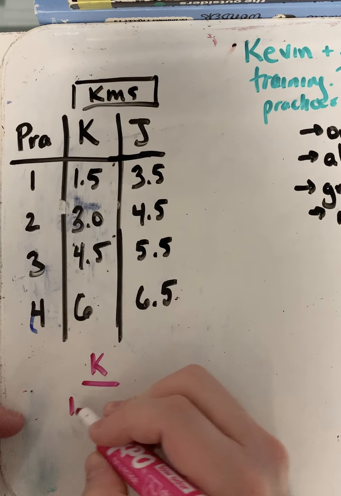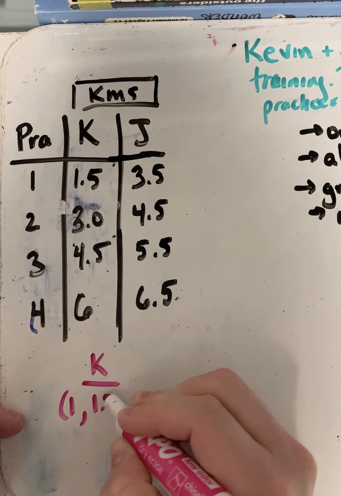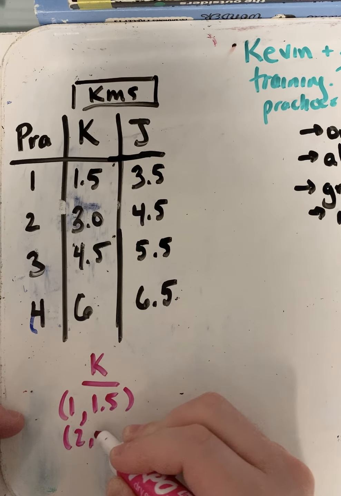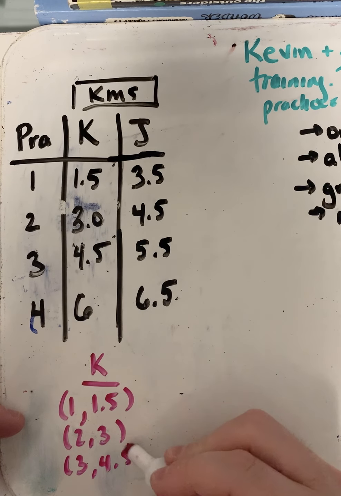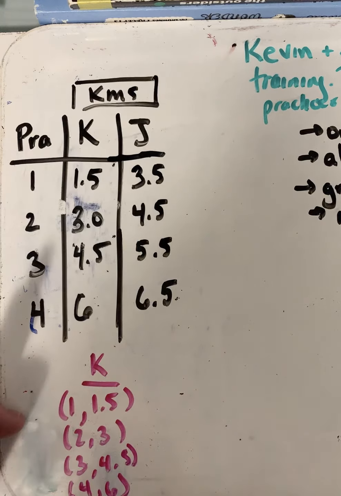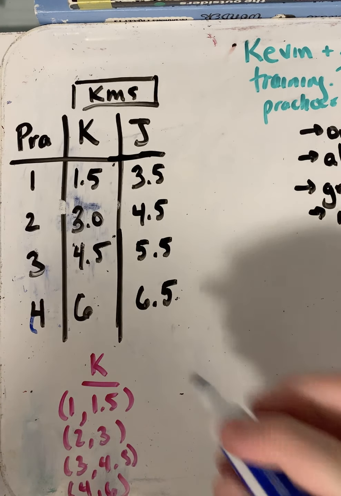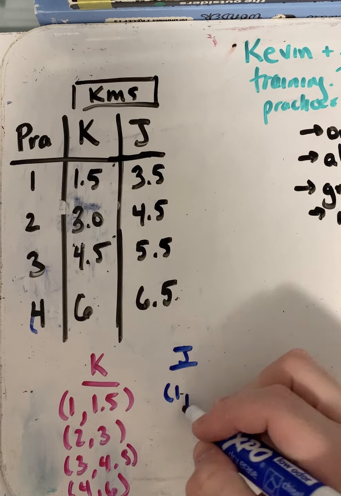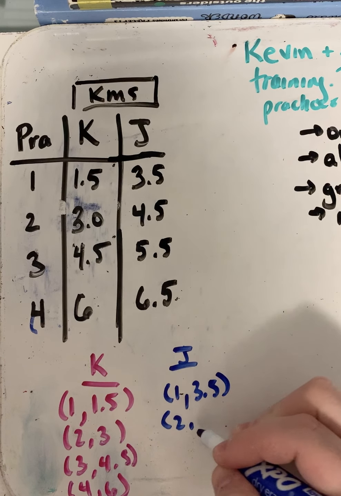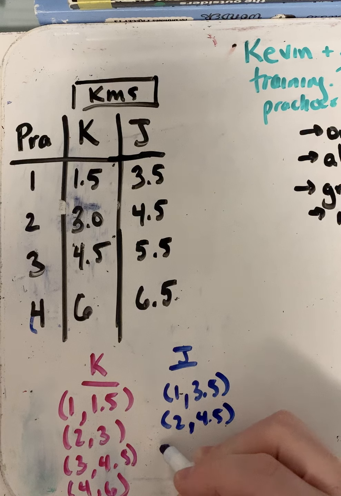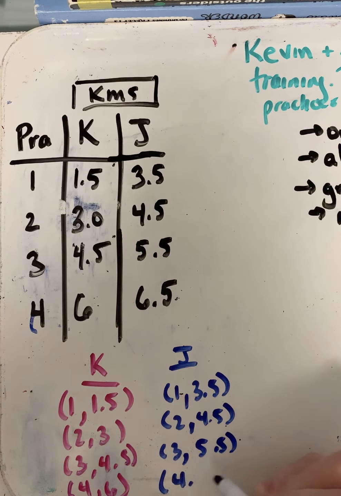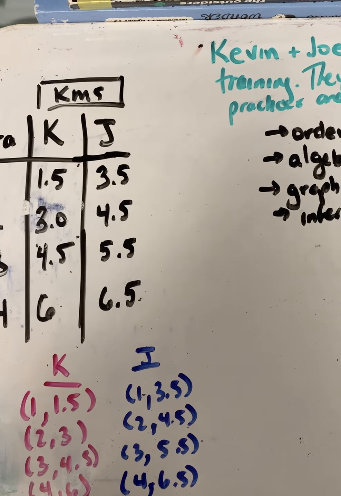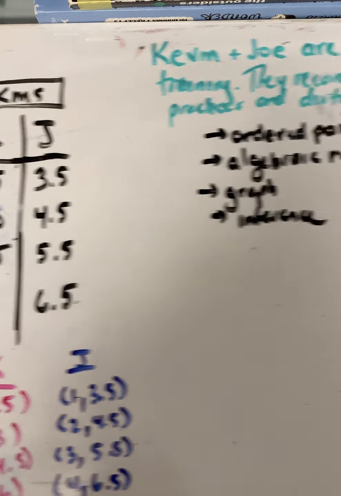So Kevin's first one is going to be 1 and 1.5, 2 and 3, 3 and 4.5, and hopefully you guys can see it down there, 4 and 6. Whereas Joe's is going to be 1 and 3.5, 2 and 4.5, 3 and 5.5, and 4 and 6.5. Okay, so our ordered pairs are done. Again, even if they have decimals, it's totally fine.